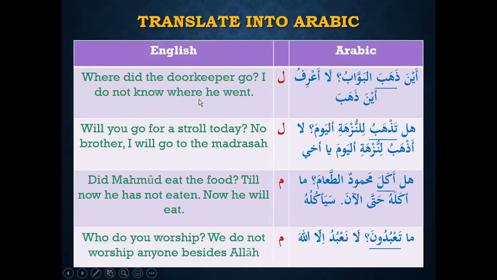Likewise, where did the doorkeeper go? I do not know where he went. Aina dhahab al-bawwab? Dhahaba. When he went, he doesn't need anything other than walking out. He went out. Dhahaba. This is lazim, meaning he does not need an object. La a'rifu ayna dhahaba. I don't know where he went.